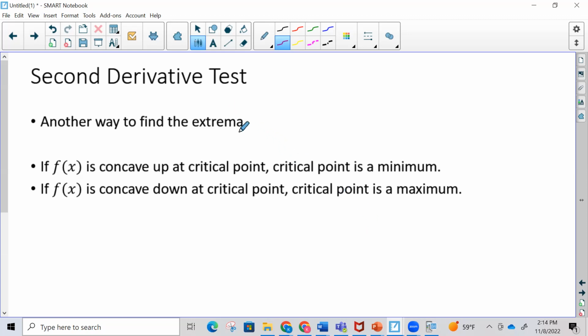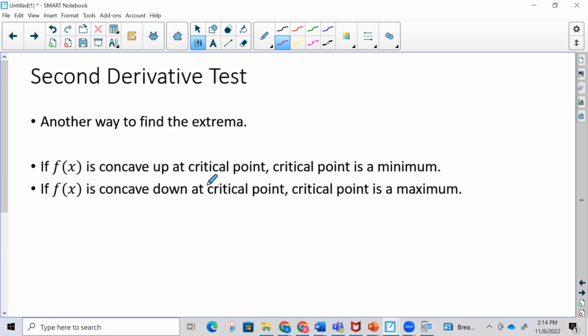You cannot use this method to find extrema if you have endpoints. So if you have a closed interval, you have to use the first derivative test for the endpoints. But if you're looking at just an open interval, or at the entire function, no interval, no endpoints, you can use the second derivative test. And we often use this when we're doing the applications because it's faster.